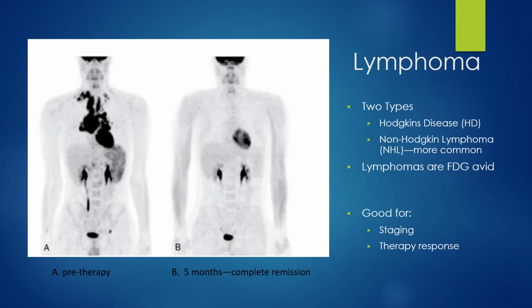So with lymphoma, remember there are two types, Hodgkin's and non-Hodgkin's. Non-Hodgkin's is more common. Hodgkin's is a little bit easier to treat, but both are bad. There are also several subtypes to each. Lymphomas are very FDG avid, and so you'll see a lot of FDG scans for patients with lymphoma. FDG is very good for staging and treatment response.